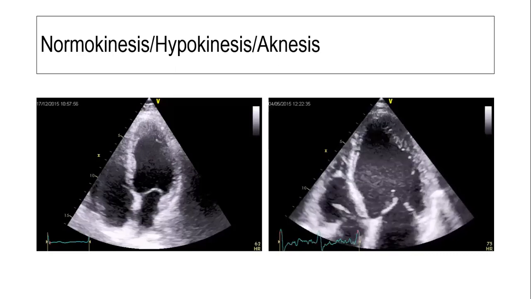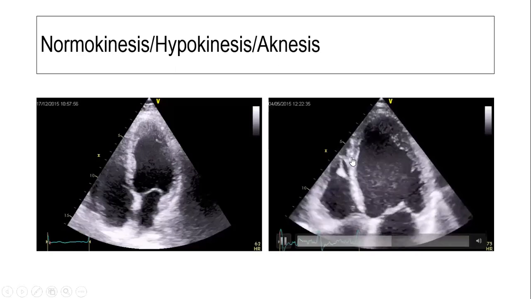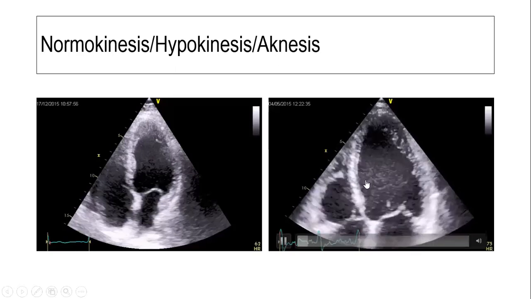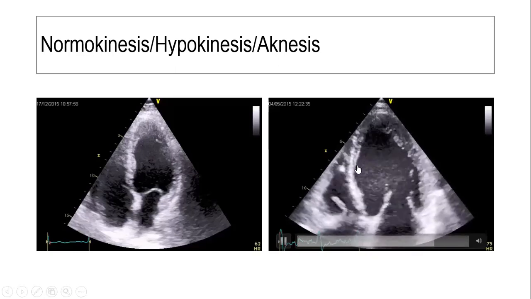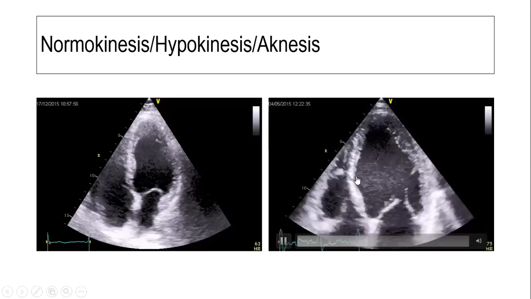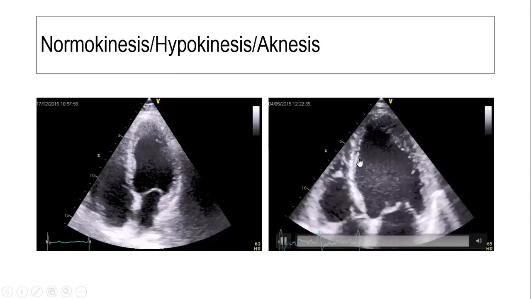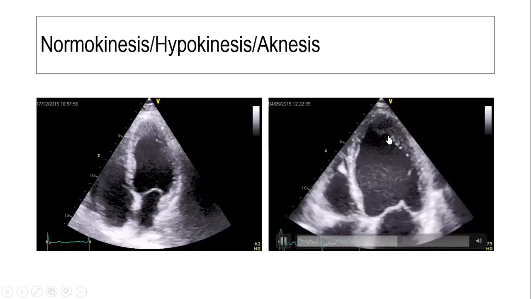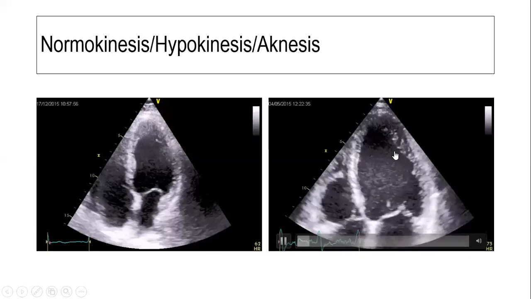Basal and mid segment. Now look at the septum. Yes, look at this, hypokinetic: basal and mid septum versus basal and mid lateral wall. This basal septum appears to be almost akinetic, not thickening at all, and is hyperechoic. Yes, sir. From here onwards, this is hypokinetic. This is almost normokinetic, if you consider this segment as normokinetic. Okay.